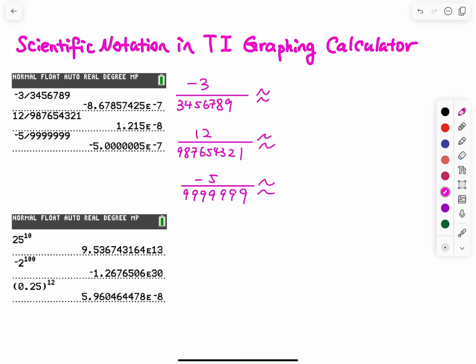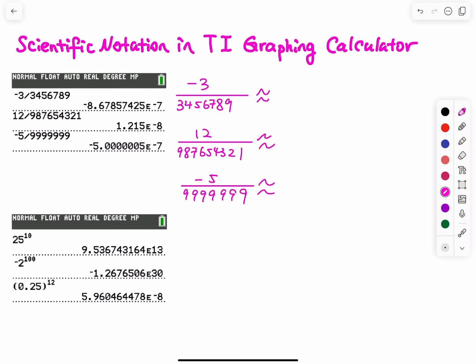Here is a quick introduction to reading scientific notation in a TI graphing calculator. The screenshot on the left, I use a TI-84 Plus CE, but this works in any calculator. You can just use a basic scientific calculator and that works.